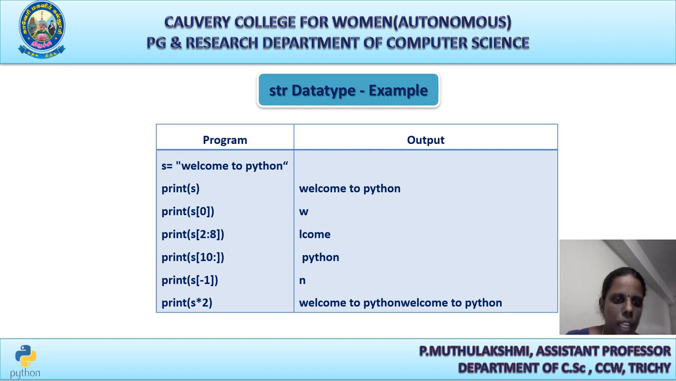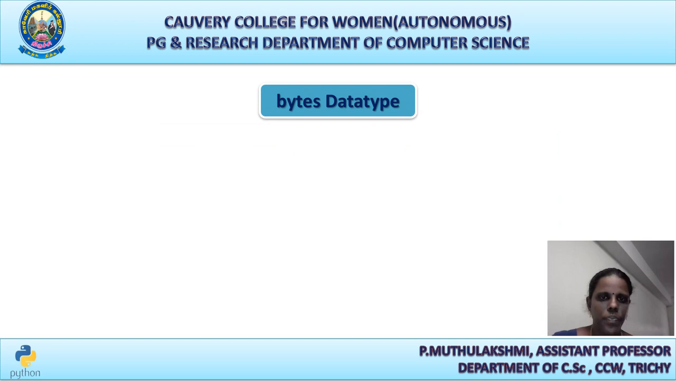print(s[10:]). Here we do not specify the ending index, so it displays from index position 10 to the end of the string. print(s[-1]) returns the last character in the string. print(s*2) is used to display the same string 2 times.